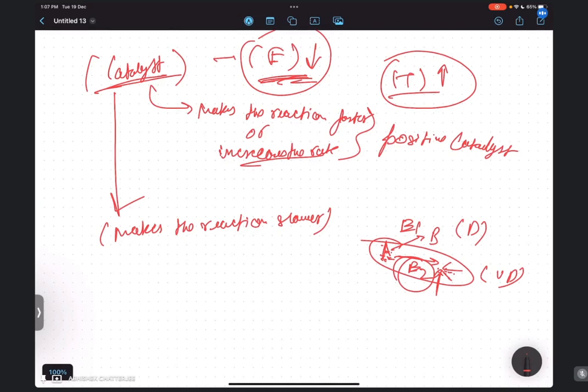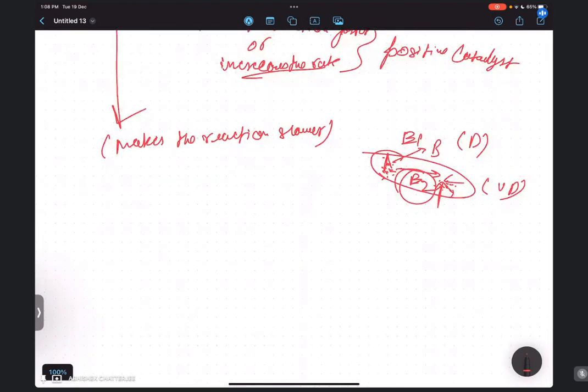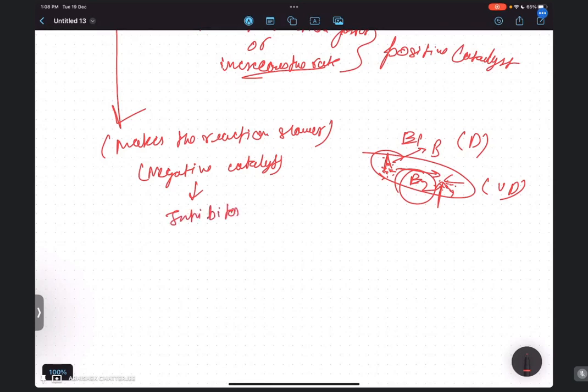Whatever is happening, this A to B reaction rate is constant, it is not changing. However, this reaction rate, that is your A to C, will be decreased. Such a catalyst that makes the reaction slower is known as a negative catalyst. It is also called an inhibitor.